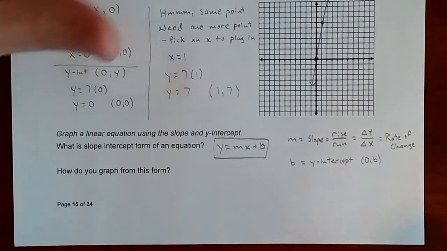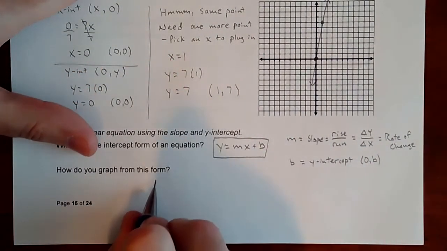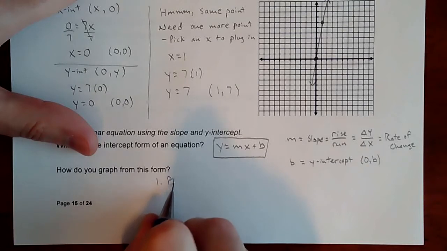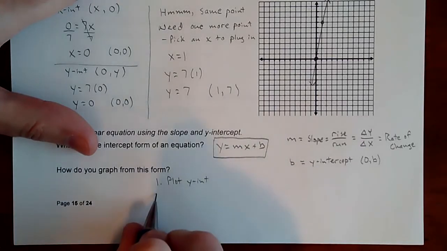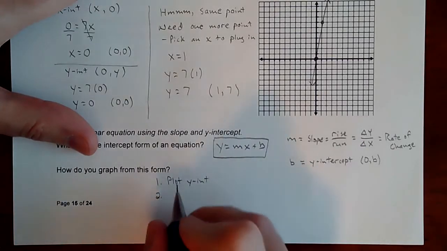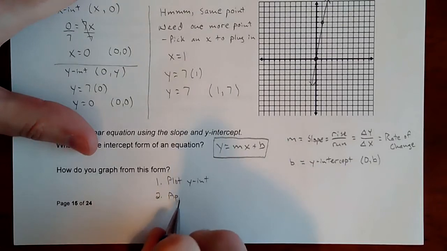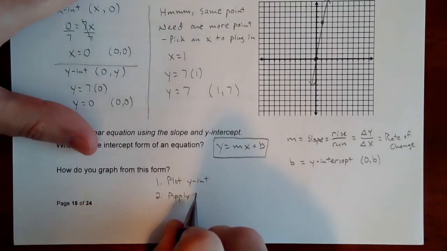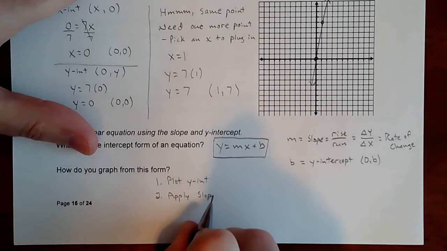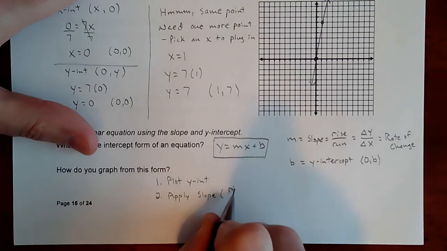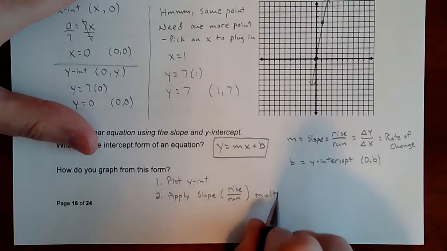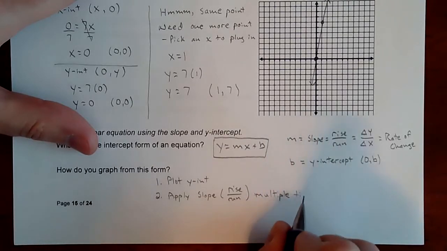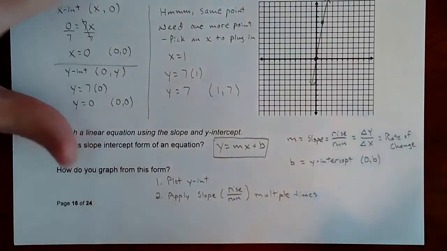Okay, so how do you graph in this form? First thing is you need to know where to start. That means you're going to plot the y-intercept. That's where you start. And then once you have that, you need directions, which is applying the slope, AKA rise over run. Multiple times, point to point to point. All right, we're going to do a couple examples for this.